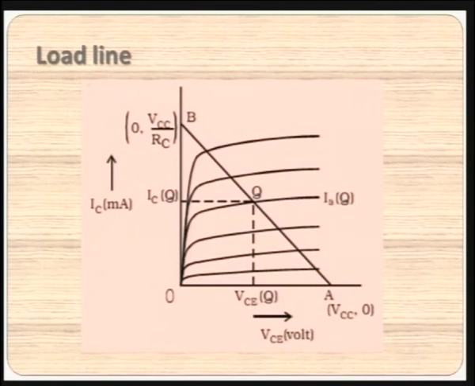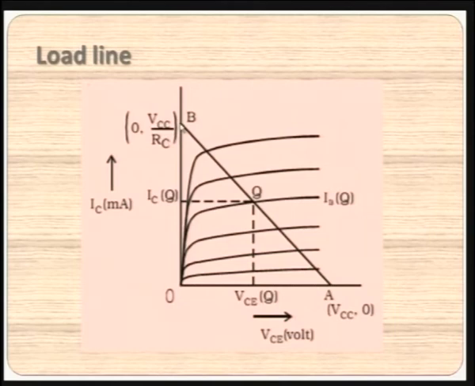Let's have a look at the graph. This is how it is done. The point A is (VCC, 0) and this point is (0, VCC divided by RC). What is the importance of these two values that we have chosen? Because the point A is on the x-axis, y value is 0. The point B is on the y-axis, so x value is 0 for it. This VCC is the maximum value possible on the VCE axis because it is the biasing voltage. That is the maximum value. Similarly, the VCC divided by RC, this ratio will give us the current, that is IC, that is the maximum current.